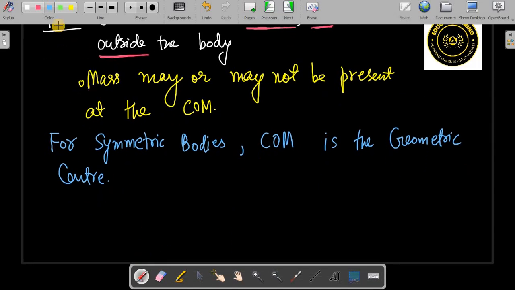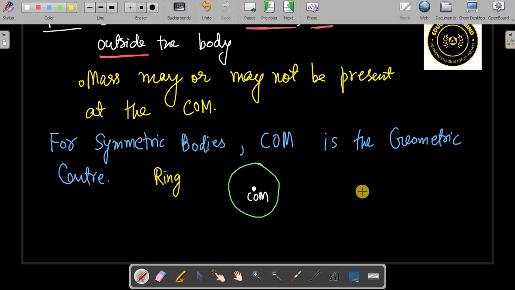It is just the center of that body. For example, if you take a ring, a full ring, and this is the ring here, the geometric center is nothing but the center of the ring. So this is the center of mass. Although there is no mass at that center, because all the mass is present on the ring, not at the center, the entire ring can be supposed to act at the center of mass, which is the geometric center here, because the body is symmetric.